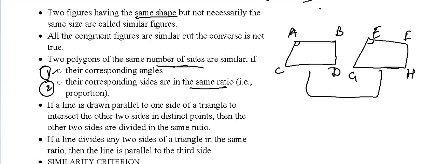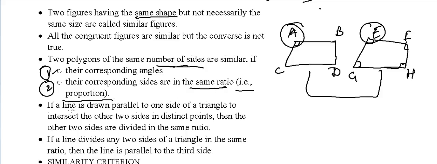The corresponding angles, this angle and this angle, should be equal. Similarly, the corresponding sides should be in the same ratio. They should be proportional, okay?